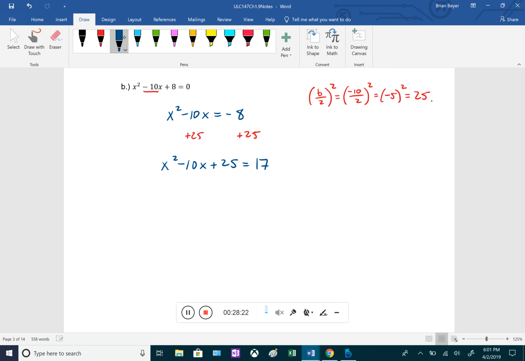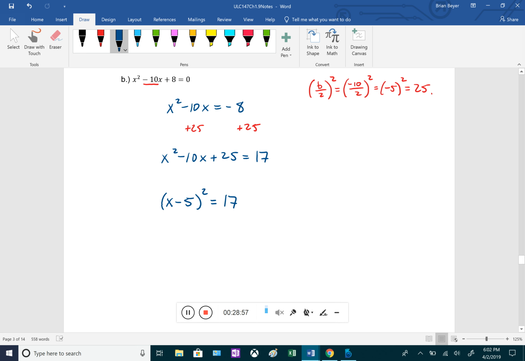Now this left-hand side is a perfect square trinomial. If we didn't know the shortcut for the b over 2 method that I mentioned a second ago, we would factor that. Two numbers that multiply to 25 and add to negative 10 are negative 5 and negative 5. So it factors as (x minus 5) squared, because it would be (x minus 5) times (x minus 5) equals 17. Once again, I'm just going to write this as (x minus 5) squared. I'm going to subtract 17 on both sides and get that right there.